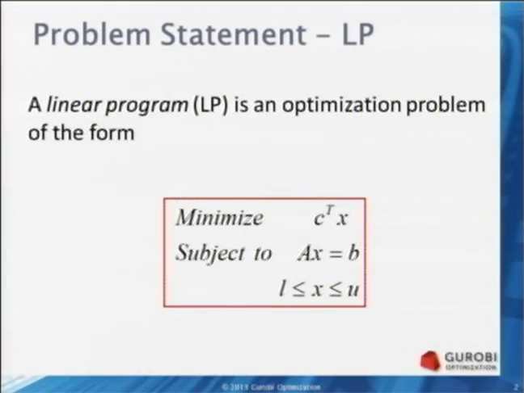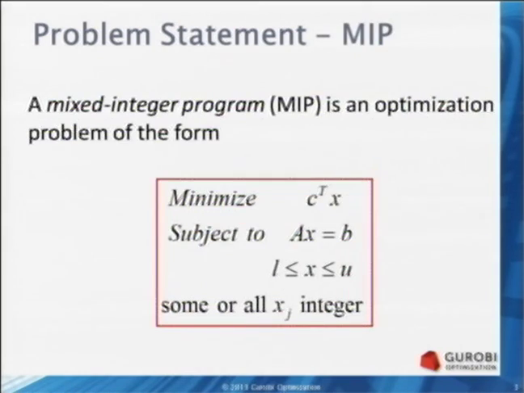Just to make sure we're all starting on the same page, I'm sure this is familiar to everyone, I'll go quickly through it. An LP is an optimization problem of the form minimize c transpose x subject to Ax = b, x between lower and upper bounds. So linear objective, linear constraints. A mixed integer program, a MIP, is an optimization problem of the same form with the addition of a constraint that some or all of the xj's must take integer values. Binary values are most common, but arbitrary integrality restrictions are fine.